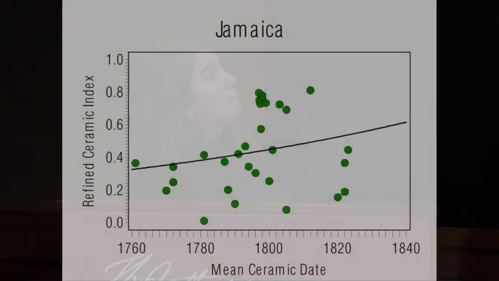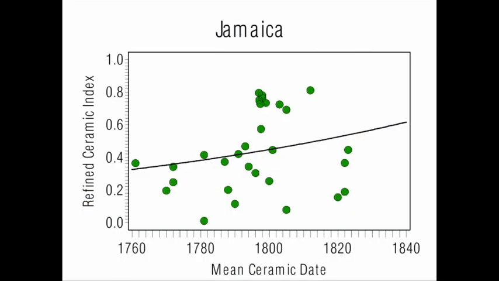Unlike the Chesapeake, which became agriculturally diversified throughout the 18th century, from the beginning Jamaica had multiple agricultural types. There were sugar plantations, coffee plantations, indigo, and cattle pens. And we're going to talk about how we see those differences impacting an enslaved person's ability to participate in market activities. Here we see the trend for refined ceramic consumption on Jamaica.